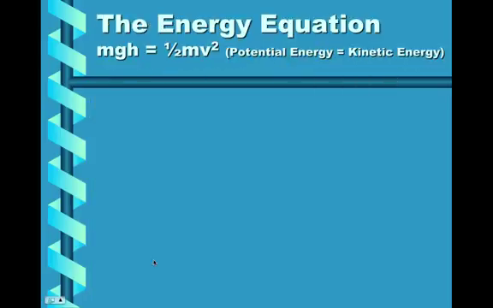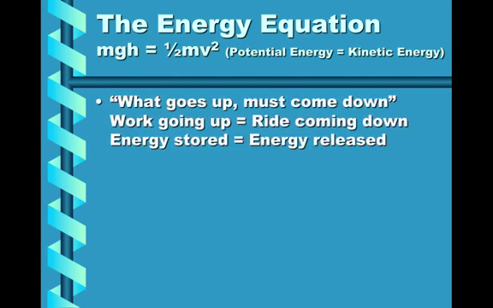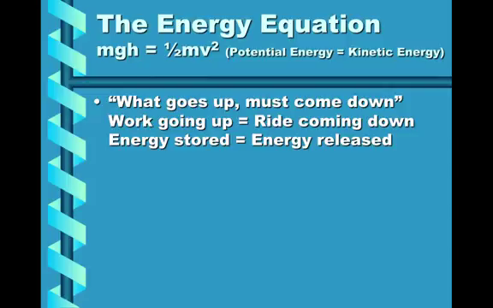Okay, let's talk about potential energy and kinetic energy using what I'm calling the energy equation, and this is how it works. These are the basic principles. It can go like this. So what goes up must come down. That sort of makes sense as far as the roller coaster. The work going up equals the ride coming down.